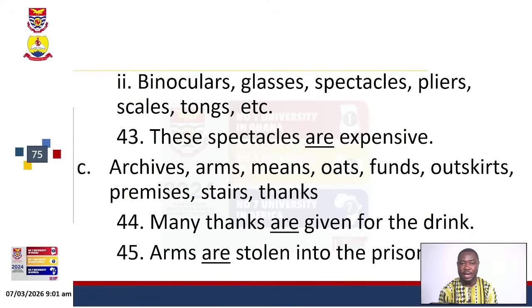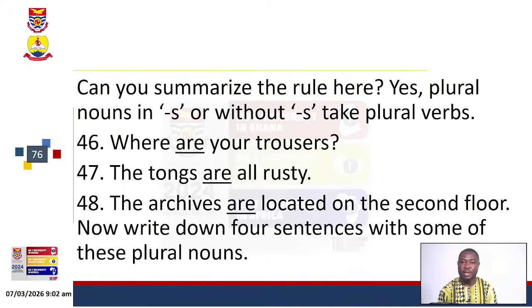Then we have archives, arms, means, oaths, fans, outskirts, premises, stairs, and tanks. Okay, these are plural. Many thanks are given for the drink. Arms are stolen into the prison. Can you summarize the rule here? The rule is that plural nouns in s or without s take plural verbs.